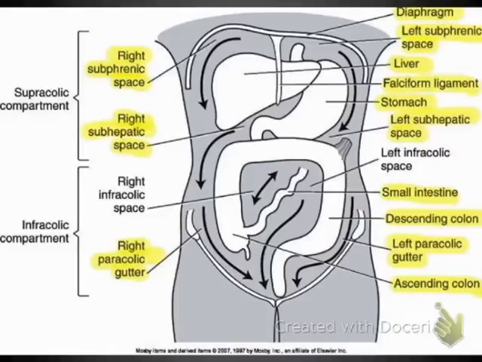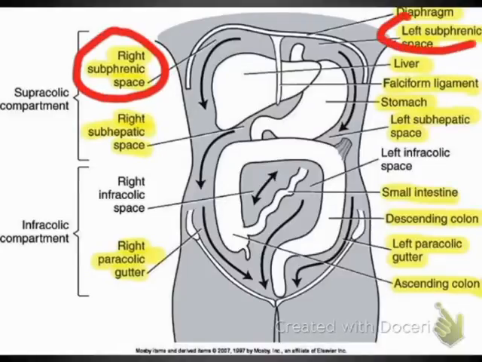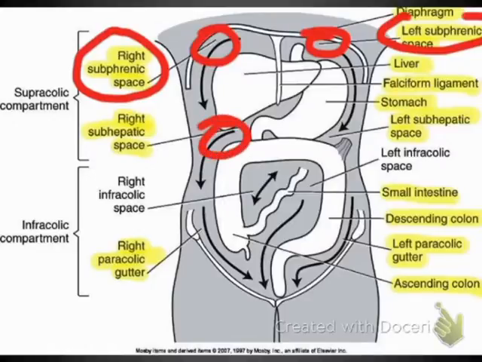So we were talking about spaces, and we do have, once again, the right subphrenic space, the left subphrenic space. So we have here and here. Also, we do have the right subhepatic space, which is below the liver, right here. And then we have the left subhepatic space, which is below the greater curvature of the stomach. And then we have the right pericolic gutter and the left pericolic gutter, but we're really not going to concern ourselves with these for the moment.